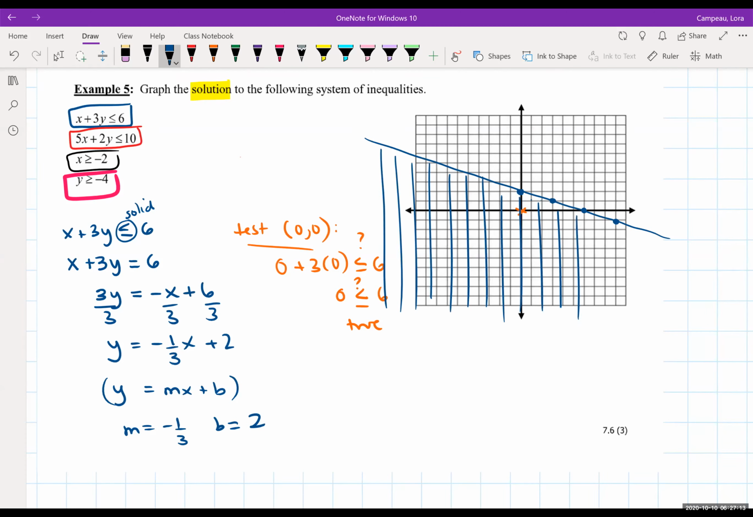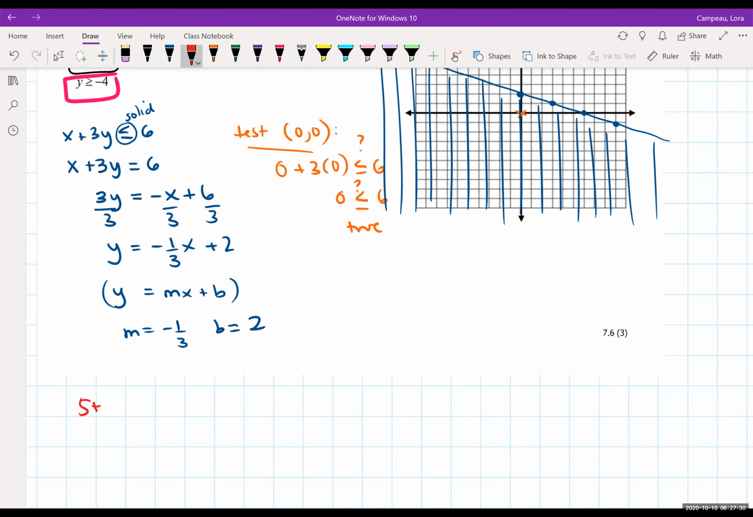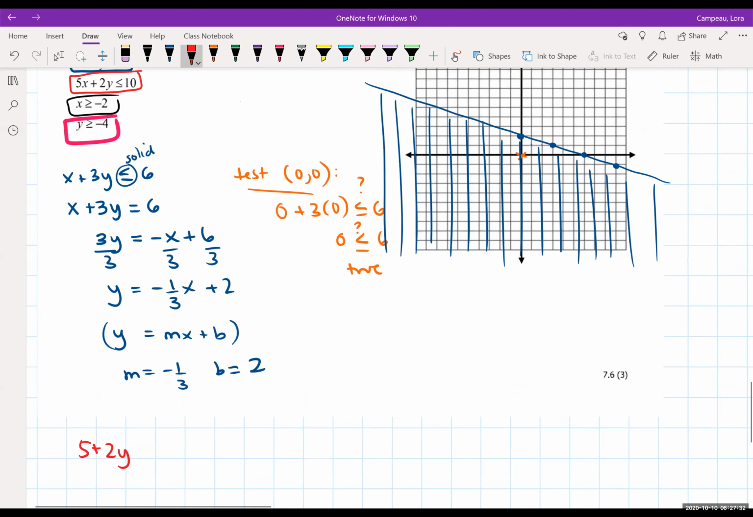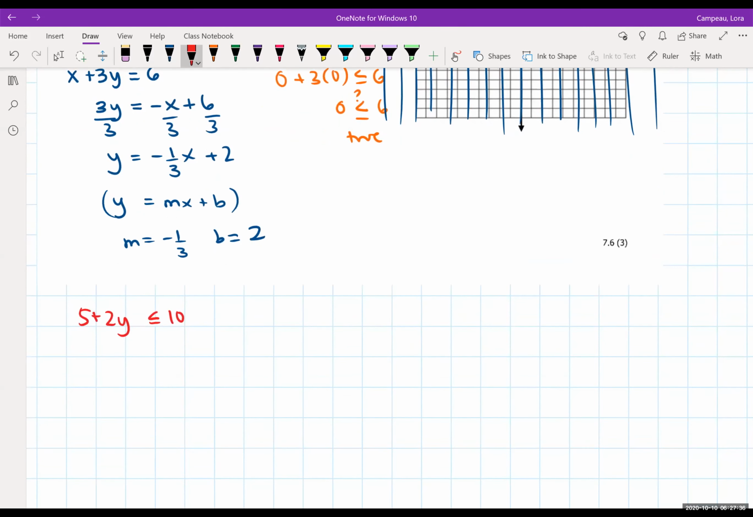So I like to do this first. If I shade as I go, I won't get so confused with all of the markings that I'm going to make on my paper. Okay, next line. We're looking at 5x plus 2y less than or equal to 10. And same story. I do know that it is going to be a solid line based on the inequality symbol. I can solve it for y.